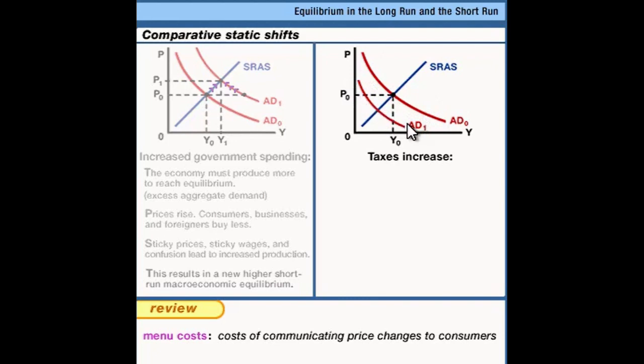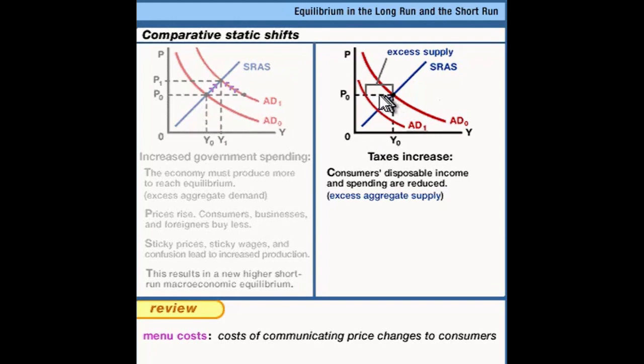Higher taxes reduce consumers' disposable income and cause consumers to spend less at every price level. This means that at the original price level, total planned spending is less than it was before. And since this price level gives us, on the blue curve, this quantity of planned output, we now have excess aggregate supply. People are buying less than factories are making. That puts downward pressure on prices.